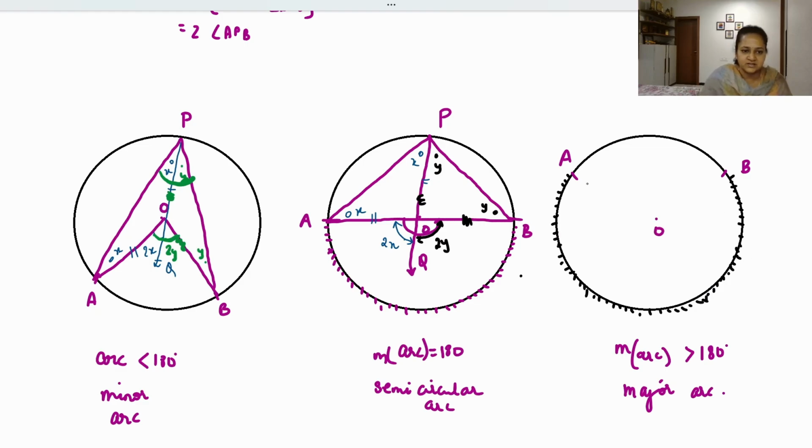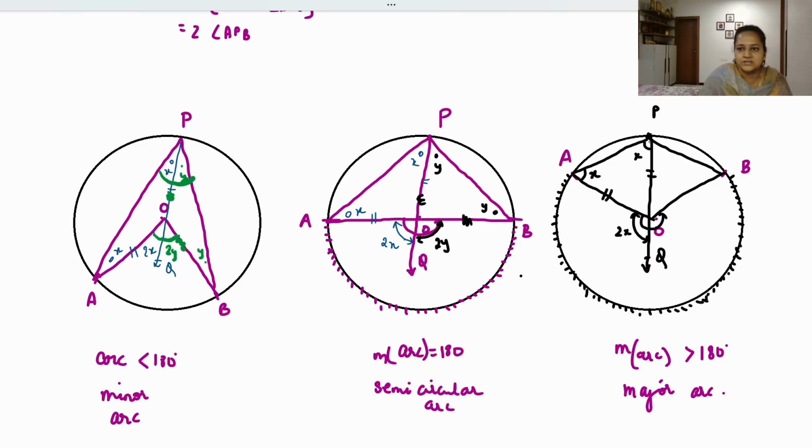We know there are three kinds of arcs: minor arc, semicircular arc, and major arc. Now, if I look at the major arc, then the angle subtended at the center of the circle is reflex angle AOB. I'll have to call this reflex because it is more than 180. Point P lies here. APB is the angle subtended by the major arc AB at point P on the circle. We follow the same, extend it to Q. Now what do we know? We know that AO is equal to OP, radii of the same circle. Hence these two angles are equal, x. Hence this angle, the exterior angle AOQ, will become 2x.